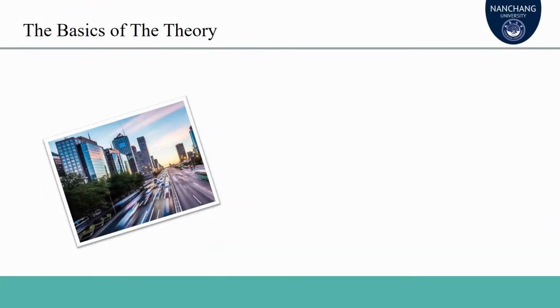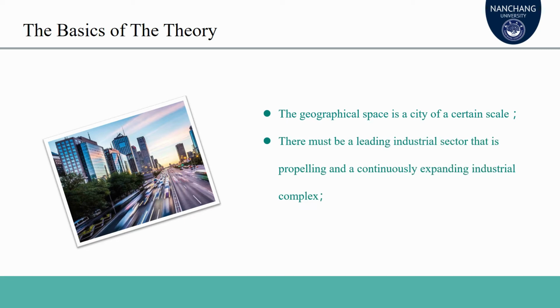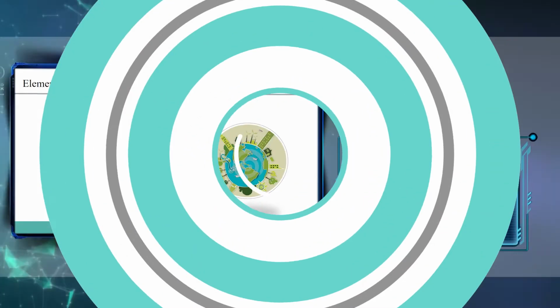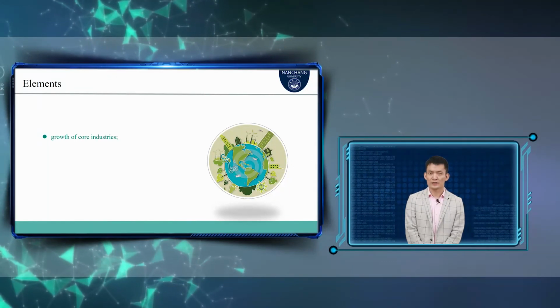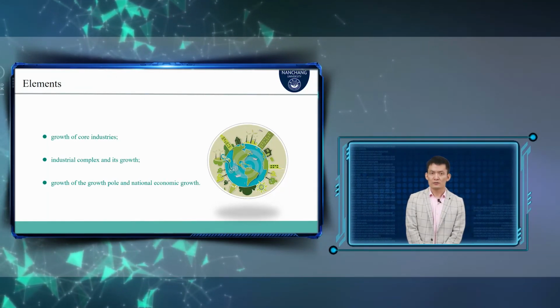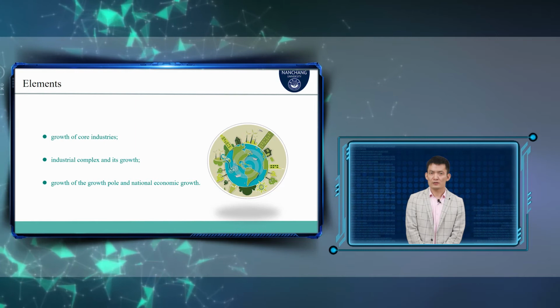So, what are the basics of a growth pole? 1. The geographical space is a city of a certain scale. 2. There must be a leading industrial sector that is propelling and a continuously expanding industrial complex. 3. With spreading and backflow effects. With a general understanding of this theoretical content, let's continue to analyze its elements.